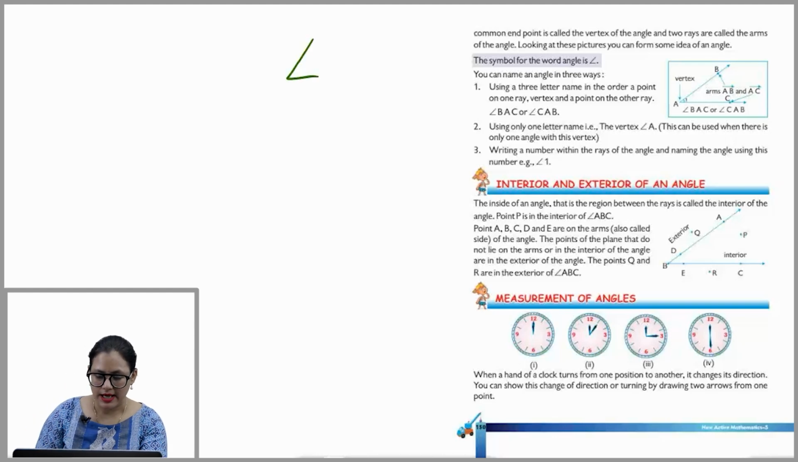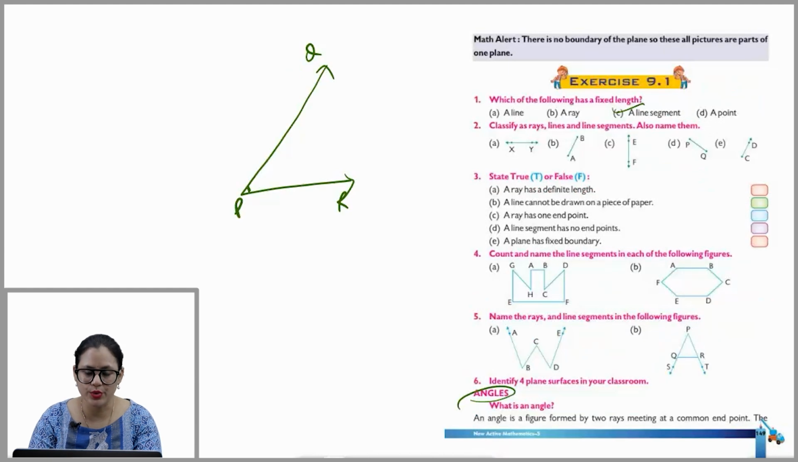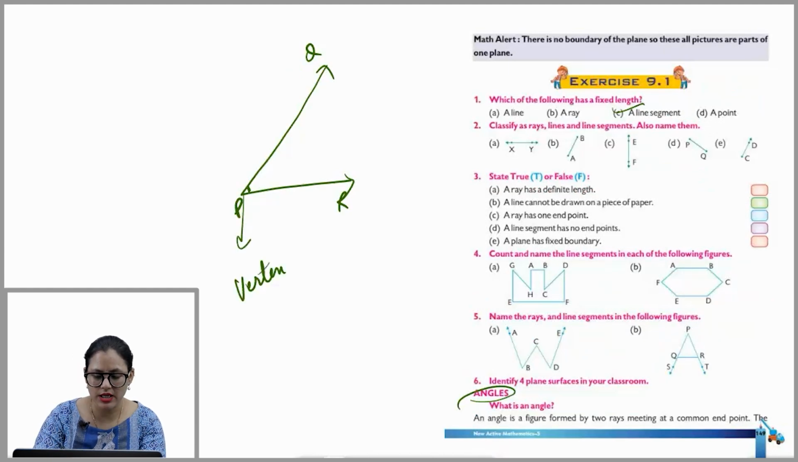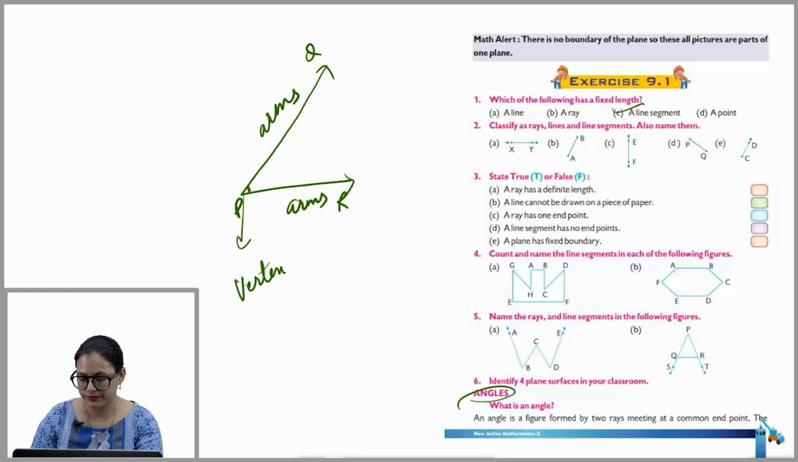Okay, see, as I told you, these are the two rays, this is the vertex, which is the common point. These are the arms.